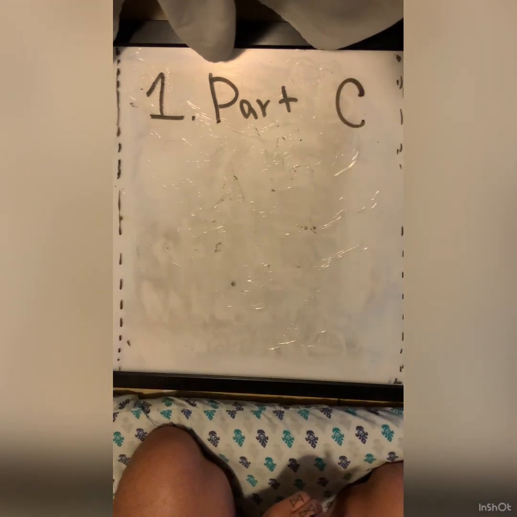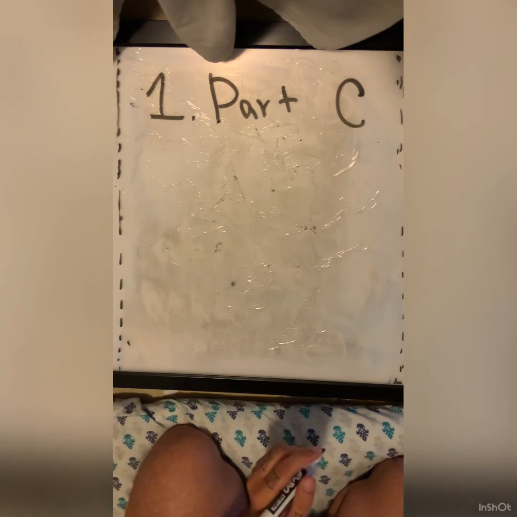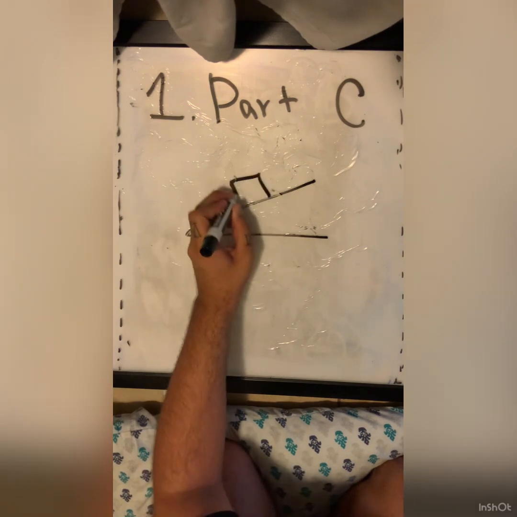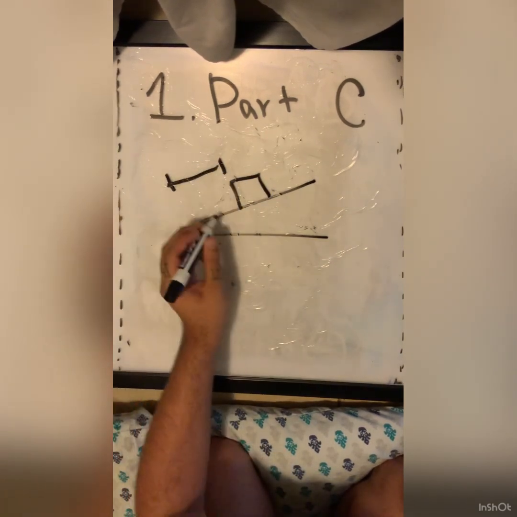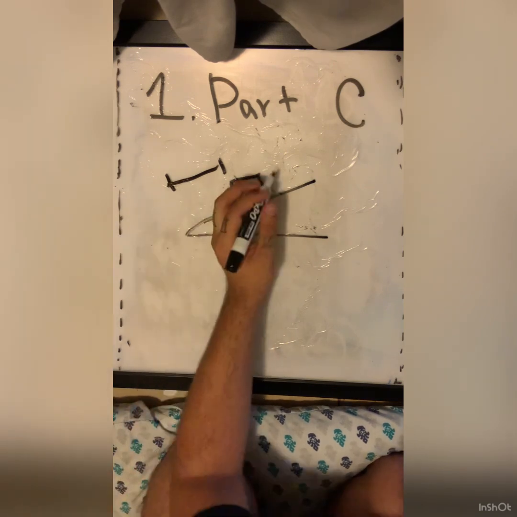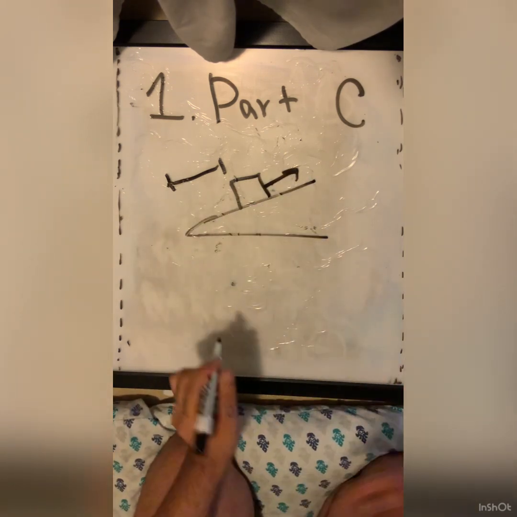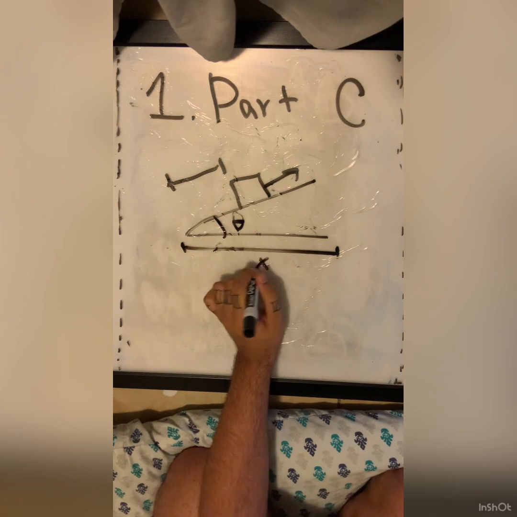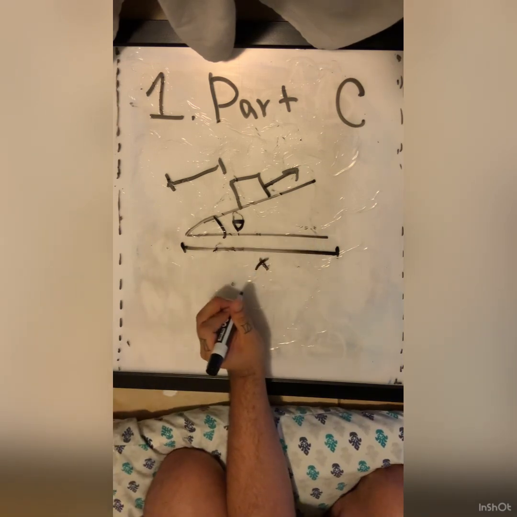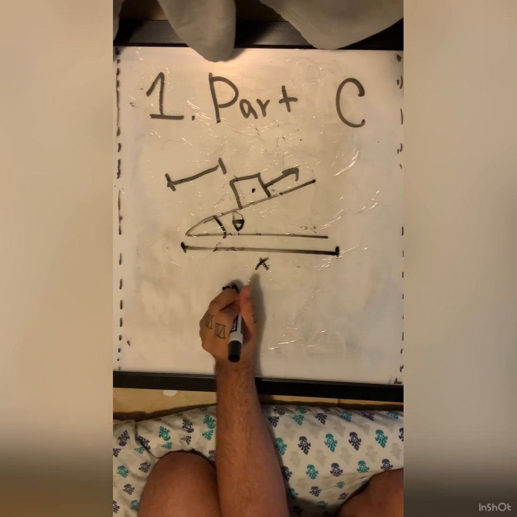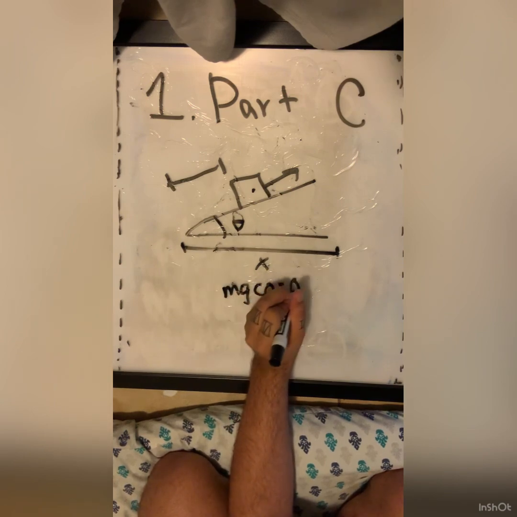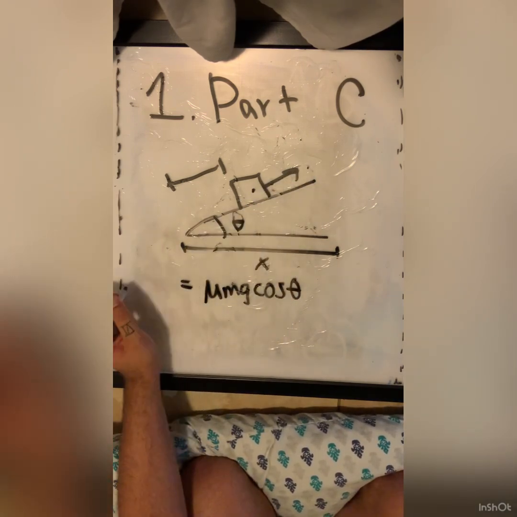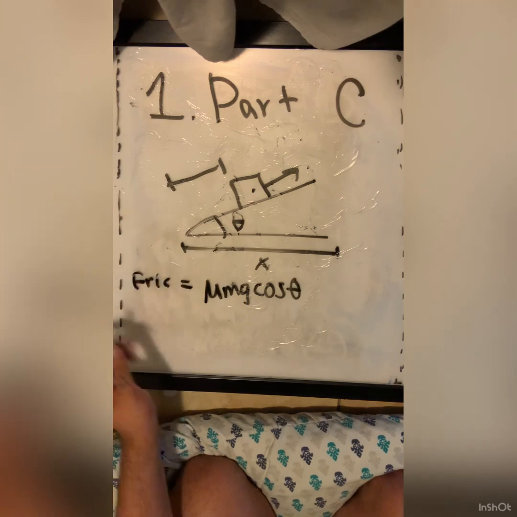Part C is very similar to Part A. They're asking to find the total work done by the friction force. I'm going to be drawing the free body diagram to represent the friction vector. And since it's an inclined plane, we have to find the x component of the friction force, which is equal to the weight of the block times cosine theta times the friction coefficient. This would equal our force of friction.